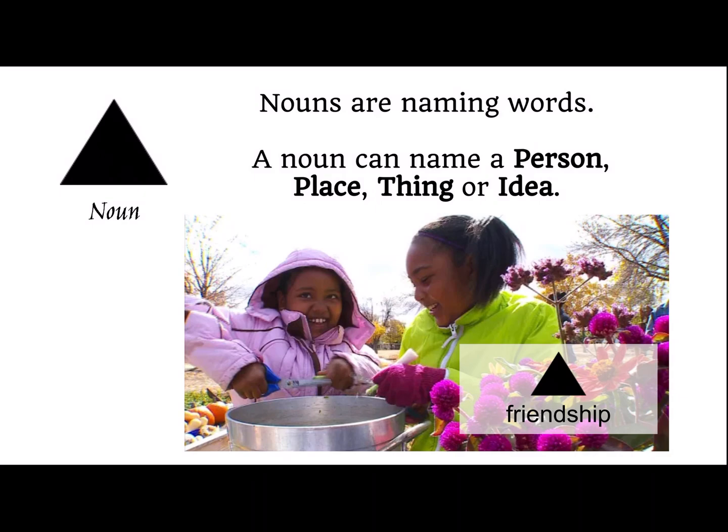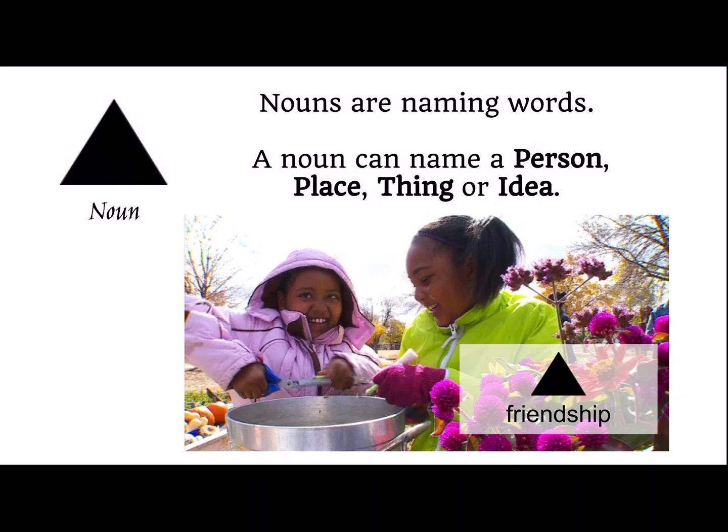That symbol, that black triangle, is the symbol that we use to symbolize any kind of noun. There are some variations in some ways that we can change the symbol a little bit, but for now we'll keep it simple.